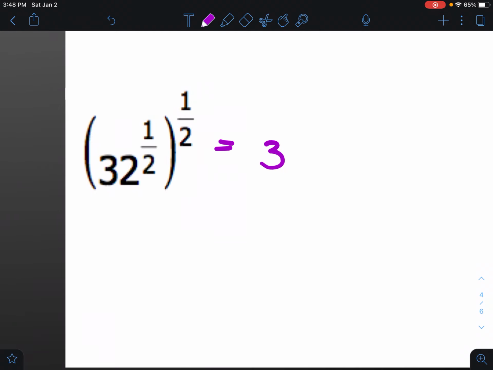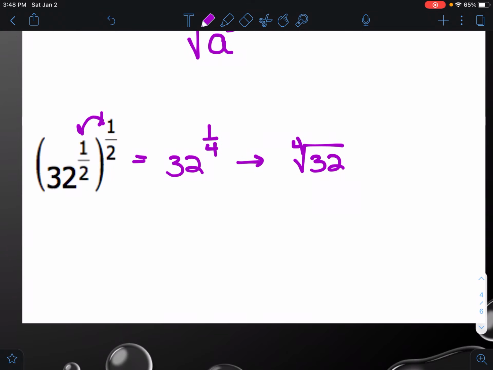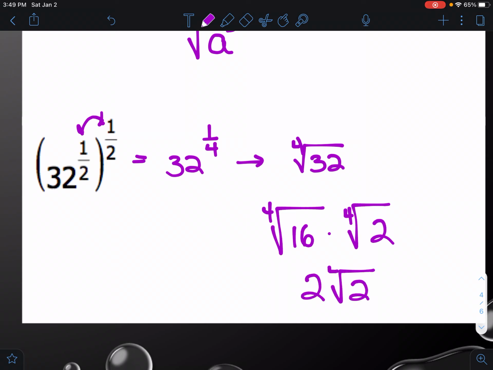Power of a power. So this would be 32, 1/2 times 1/2. So multiplying these would be 1/4. So this is going to end up then being 32 to the first power, taking the 4th root of that. And then can I simplify that? Yeah. Let's see. The 4th root of 16 and the 4th root of 2. 4th root, not square root, so be careful. That's 2. Okay, so that would be my answer there.